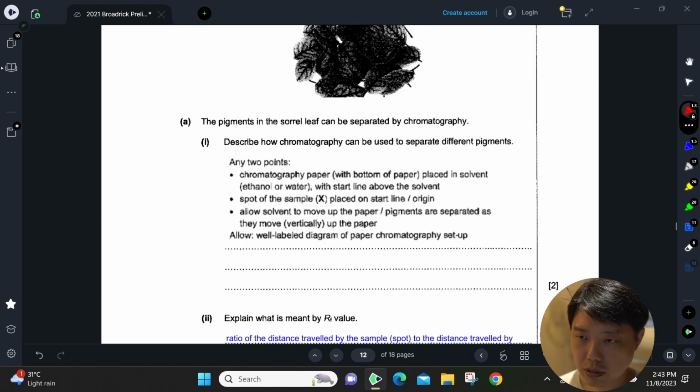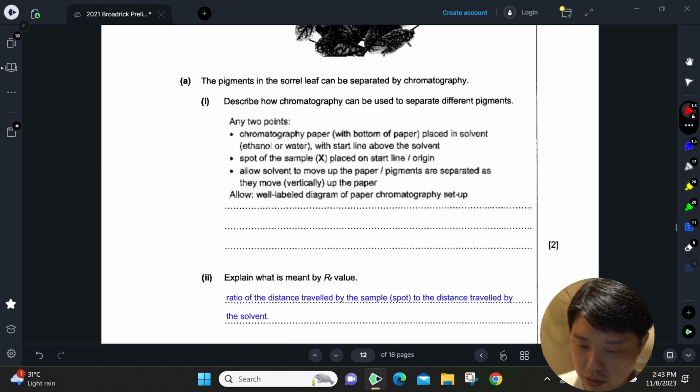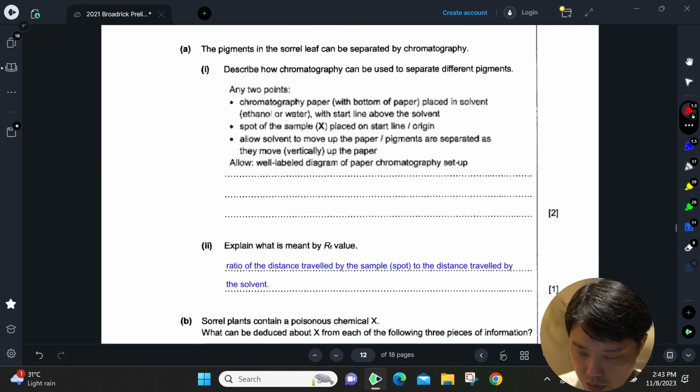So any 2 points will do. You just need to tell them, okay, so how do you put the chromatography paper in the solvent? So solvent you can use ethanol or water. Then you put a spot of the sample on the start line or the origin. Okay, you draw the origin start line using pencil, yeah, so that you don't introduce any dyes and any pigments unwittingly. So you allow them to separate as they move up the paper. All right, so any 2 points will be good to score these 2 marks.